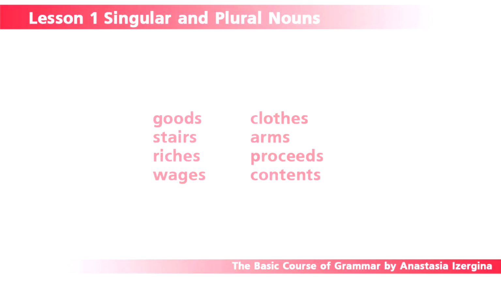They intend the objects which have two parts, for example, as trousers. Some nouns can be translated as singular in Russian while being plural in English. Those are words like goods, stairs, riches, wages, clothes, arms, proceeds, and contents.